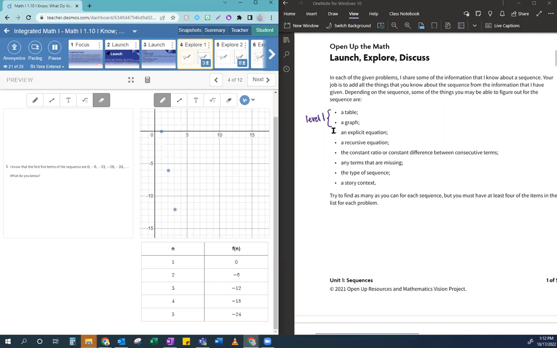Okay, the next part. So this is level 1. Now these next three, any parts of them would be considered your level 2 and level 3 understanding. If you're trying to get all the way to really understanding how to do this, you should be able to do these two here really well. And that's actually what I'm looking for on our test. So I'm going to work on finding a recursive and explicit equation using a constant ratio or difference, and then whatever else they want me to find, like the type of sequence. Let's do that right now.